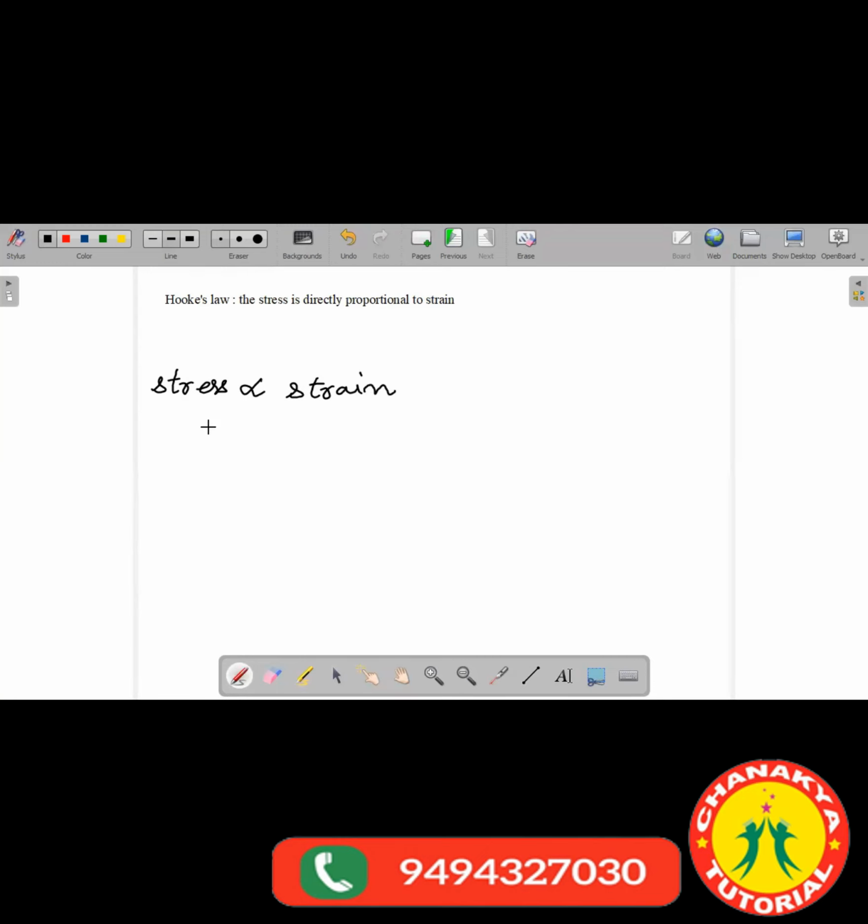So you can write stress is equal to some constant multiplied with strain, and hence you get from here stress by strain will be a constant. So we get here stress by strain as a constant.